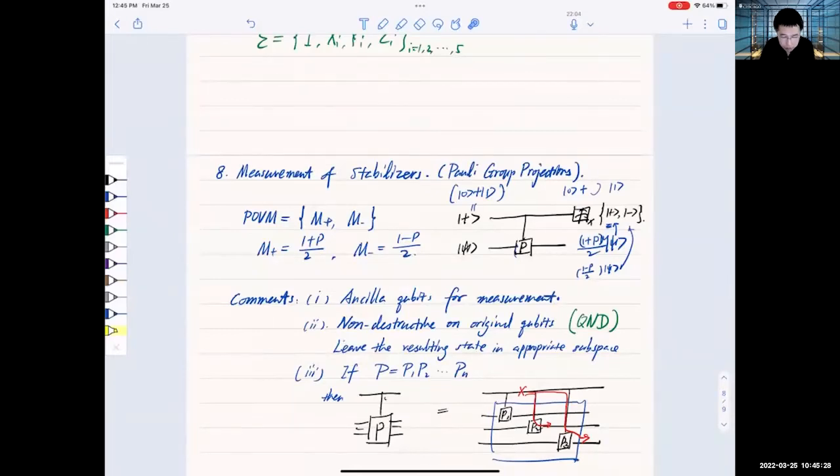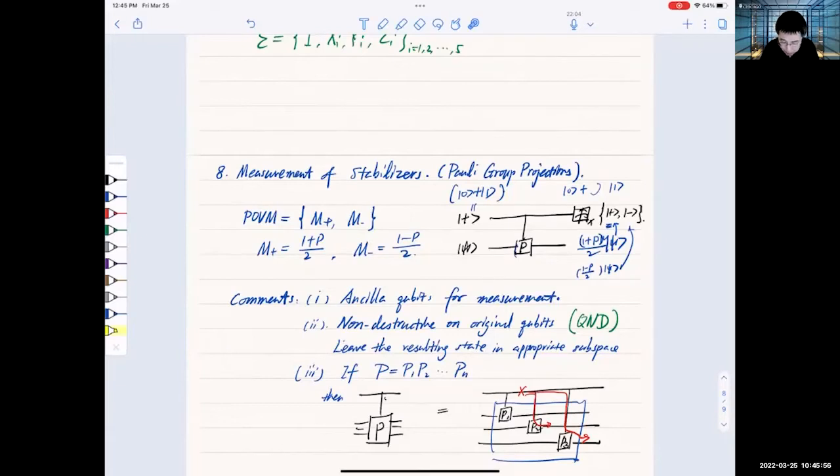So the idea is the following. Every time we think about measurement, you may think, oh, generally you can think about the POVM, generalized measurement. But here, we're just thinking about the two projections. Suppose I want to measure a particular Pauli operator P. It could be a product of small Paulis. Then instead of measuring individual Pauli components, I can measure it collectively.